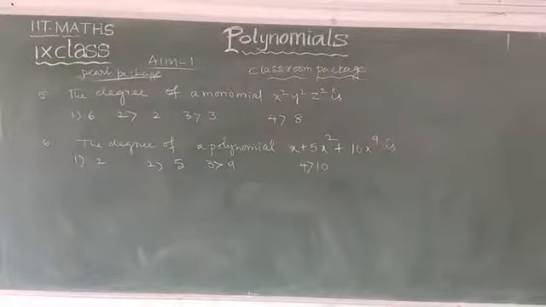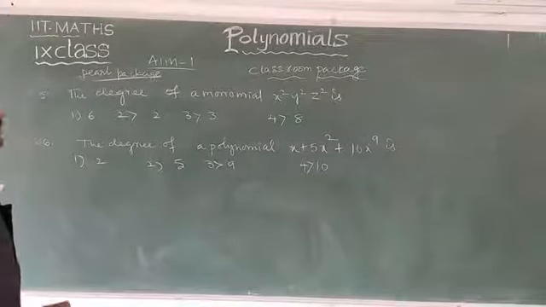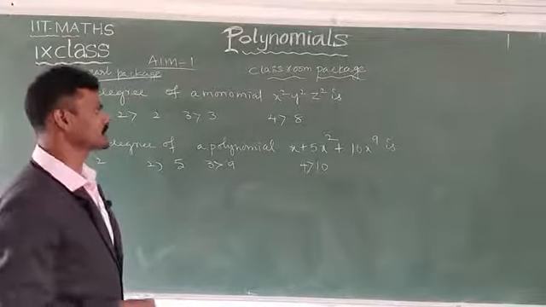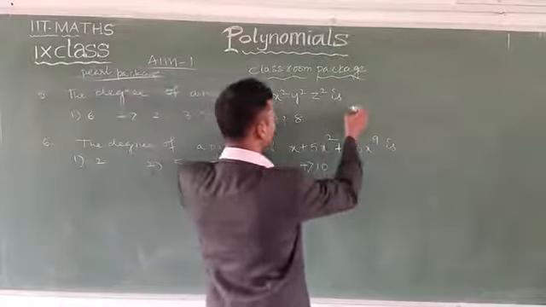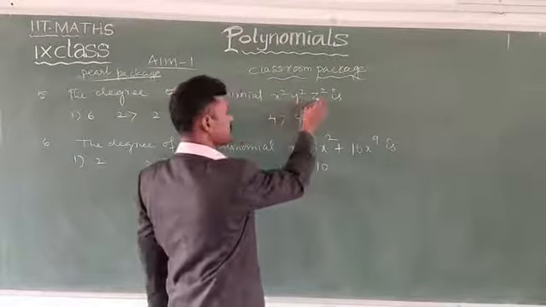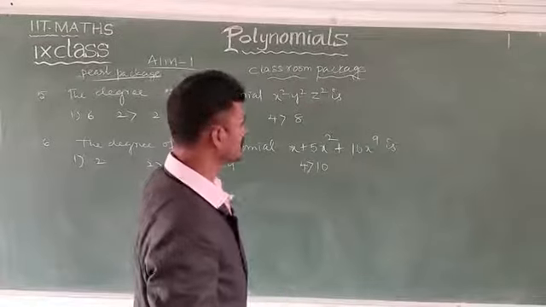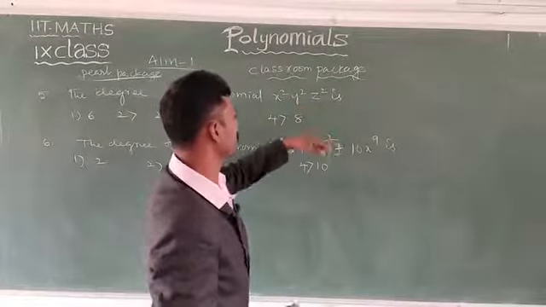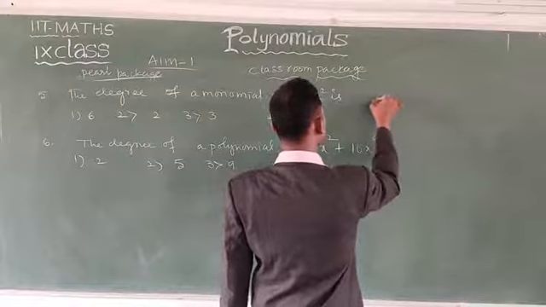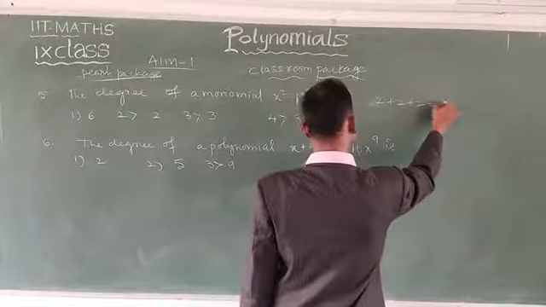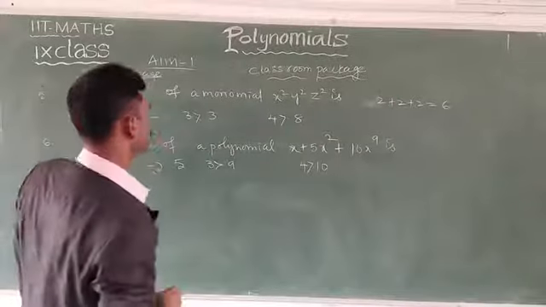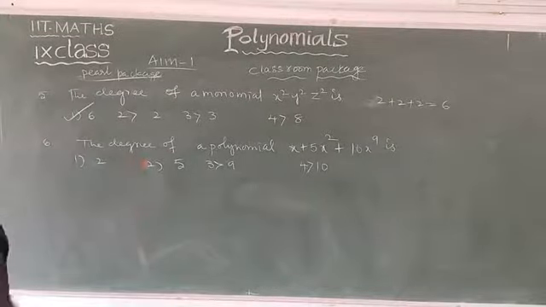Okay, next, fifth one, a very fundamental question. The degree of a monomial x square, y square, z square is... See here, how to calculate its degree: here 3 different variables are given, and you have to add the powers. Here x square, y square, z square: 2 plus 2 plus 2 is equal to 6. Here, what is the degree? It's a monomial of degree 6.